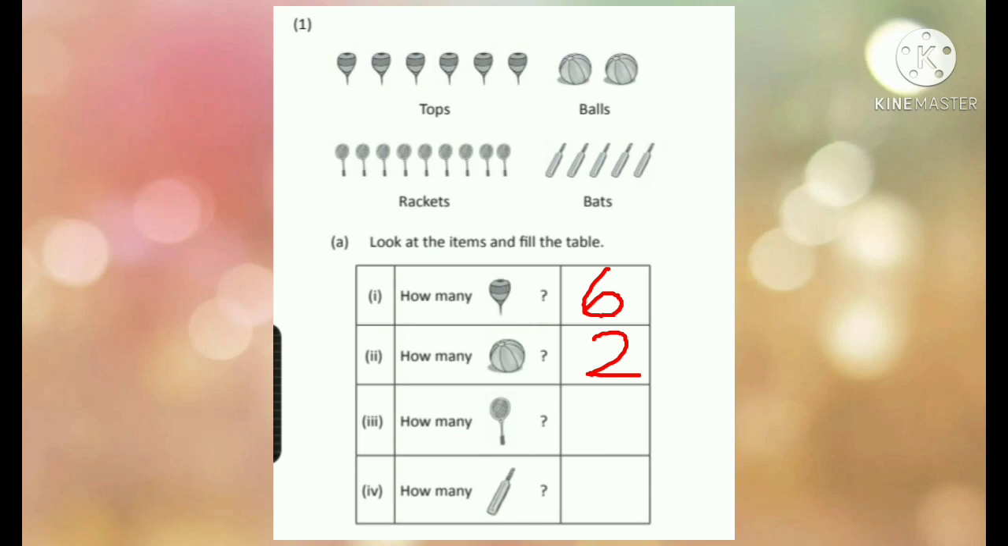The third one, how many rackets are there? See children, let us count 1, 2, 3, 4, 5, 6, 7, 8, 9. There are 9 rackets. So let us write here 9. The last one, how many bats are there? See children, there are 5 bats. So let us write here 5. See children, in this way we can solve problems using pictograph.